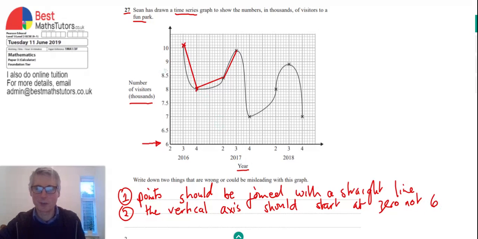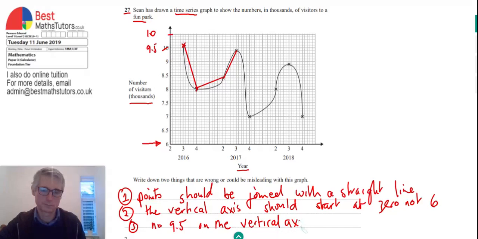The next thing that I can spot on here is we can see we're going up in steps of 0.5. So we've got 6 to 6.5, and another 0.5, we've got 7, 7.5, 8, 8.5, 9. And then all of a sudden the scale changes. So we've gone straight from 9 to 10. So that's something that's gone wrong there. That actually should be 9.5, and that one should have been 10. So we could say that there is no 9.5 on the graph. In other words, the scale has changed.